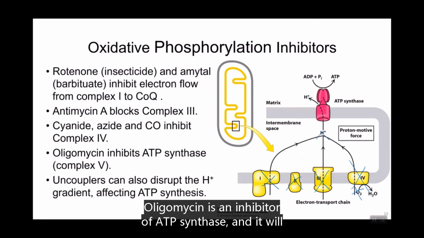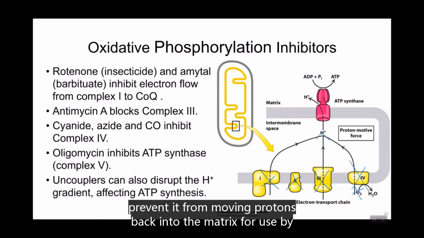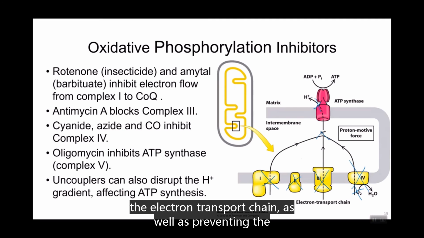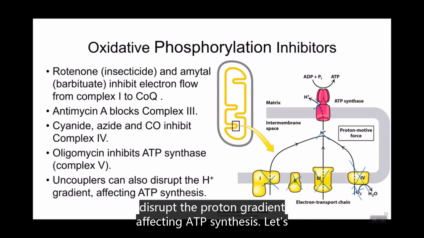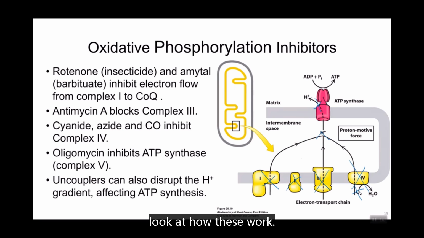Oligomycin is an inhibitor of ATP synthase, and it will prevent it from moving protons back into the matrix for use by the electron transport chain, as well as preventing the production of ATP. And finally, there are uncouplers that can disrupt the proton gradient, affecting ATP synthesis. Let's look at how these work.